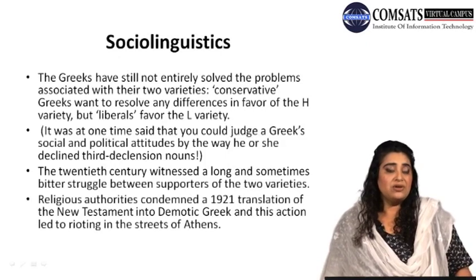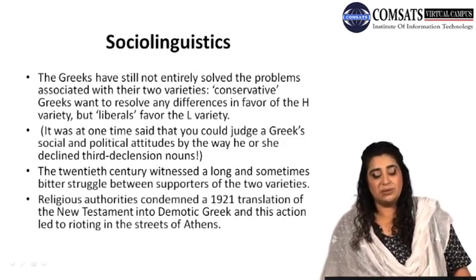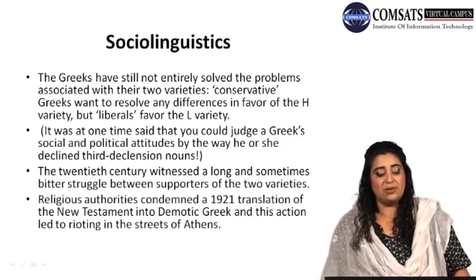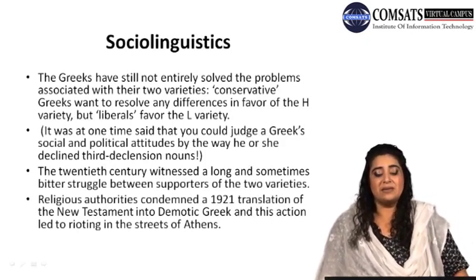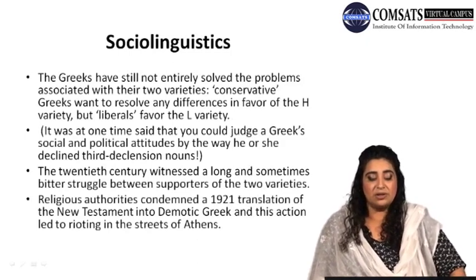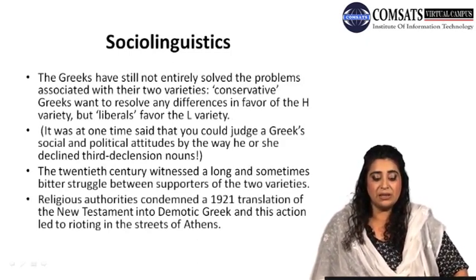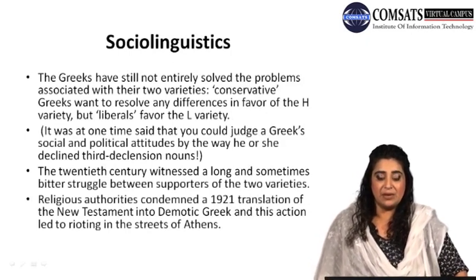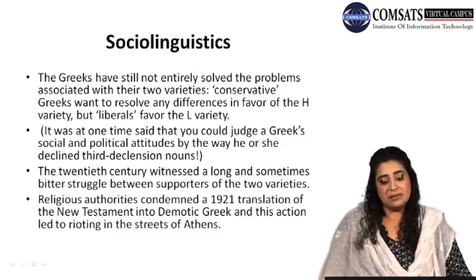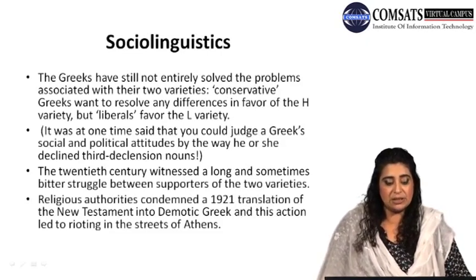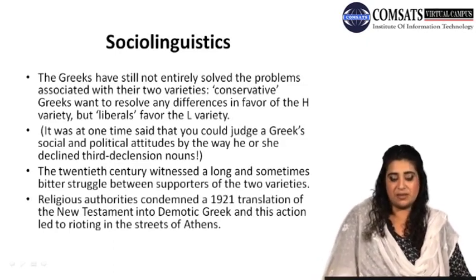Religious authorities condemned a 1921 translation of the New Testament into Demotic Greek, and this action led to rioting in the streets of Athens. Religious authorities condemned it, meaning they were against the translation of the New Testament, the Bible, into Demotic Greek so that people could understand it. They said it was not possible to do it, and this action led to many riots, fights and disruption in the streets of Athens.